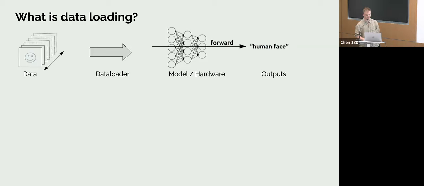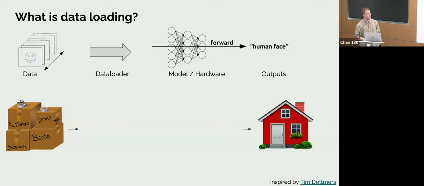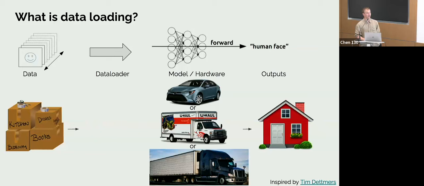And kind of a fun analogy is if you think about your data being all the boxes that you want to move into a new house. The end goal is that all your boxes end up in your new apartment. And in this analogy, you can think of your car as your model. So a smaller car allows you to take less data more quickly to the house, but you can do it faster. A larger model allows you to process more data at once, but slower. Okay, so you're trying to optimize how quickly you can get data through the model and into the outputs.